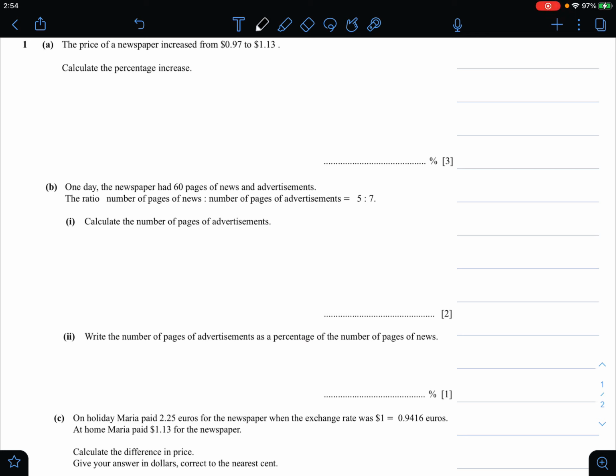Welcome to ANS Solver question 1 of this paper. So for part A, they are asking us to calculate the percentage increase. So how you do that is you take the difference between the prices and you divide it by the original price and then you multiply it by 100.